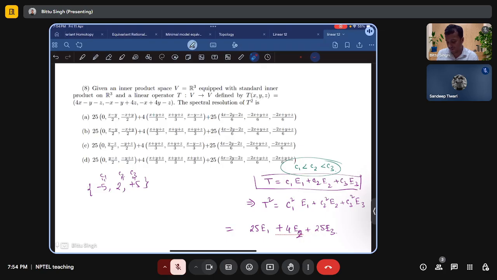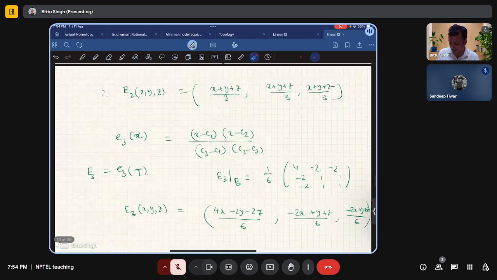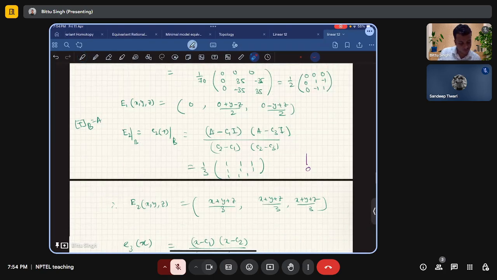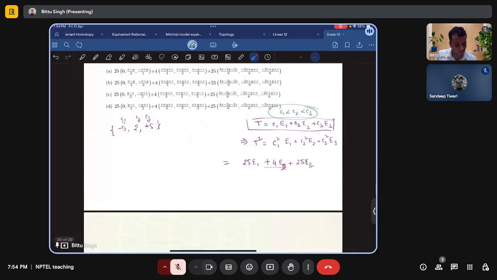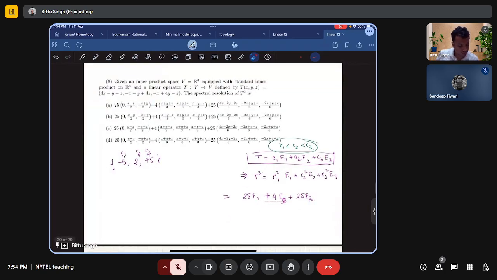So the definition of resolution of the identity operator is already given, but I cannot find the resolution of the given operator T or any power of T to the power n. So you can look at the book actually. But the process is clear, right? How to find this kind of decomposition. So here the option D is correct actually.